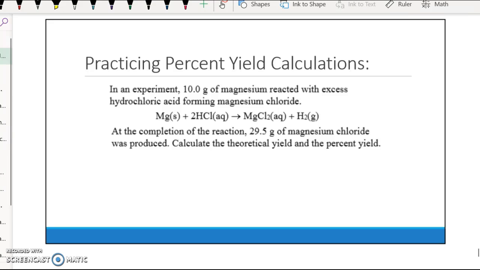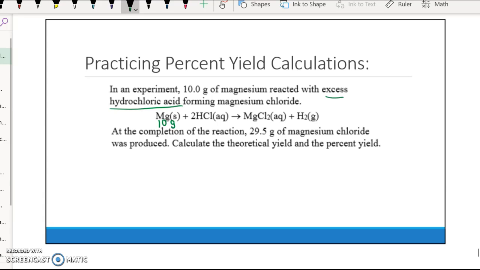Okay, so now since we've discussed percent yield, we're going to tie this into our stoichiometry calculations and how you could apply this. It says, in an experiment, 10 grams of magnesium, so remember that's right here if it helps to label the fact that we have 10 grams of that, reacted with excess hydrochloric acid. When it's telling you excess hydrochloric acid, it's telling you that you have tons of this, so that is not going to be limiting how much product you make. It's going to be our magnesium here.